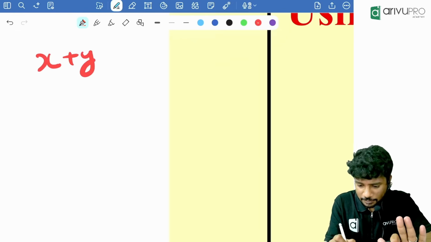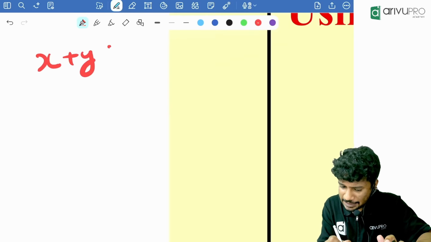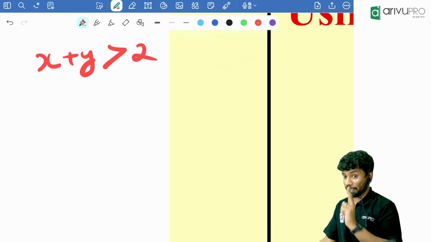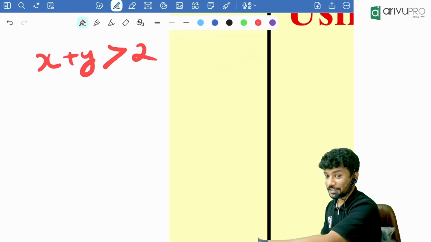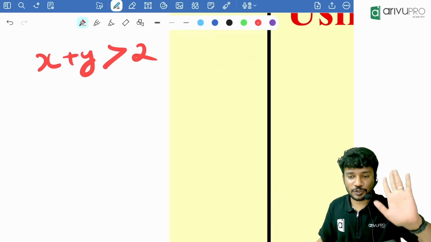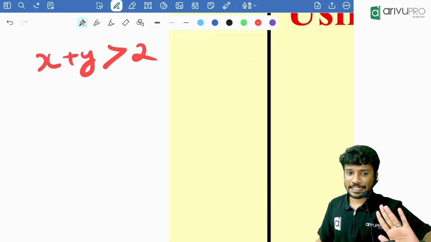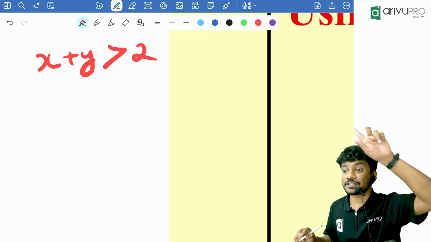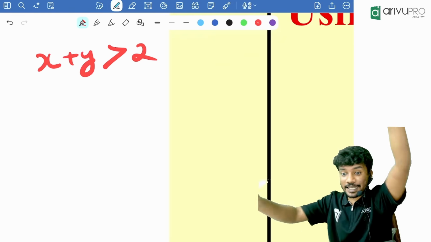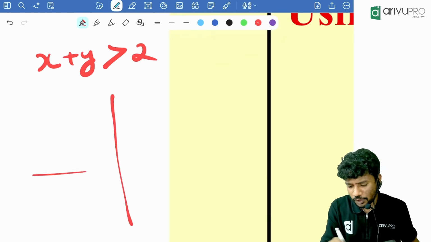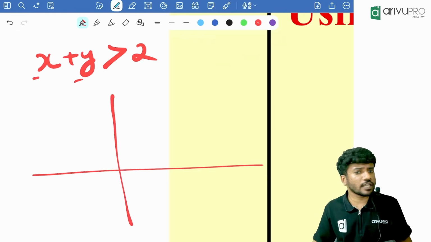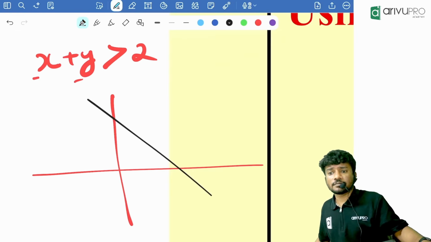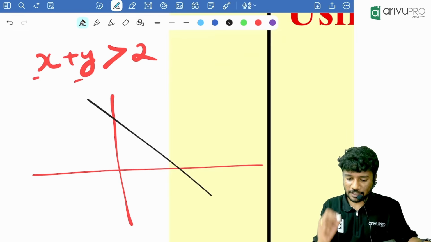Now, x plus y greater than 2. Now two variables are there. Till now only one variable was there. x plus y greater than 2. How will you draw the graph? Can you draw it on a number line? No. Why? Because two unknowns are there. Y-axis is also there, x-axis is also there. So how will you draw? You will just randomly draw. What is the sign of x and y? Both are positive. Then the graph looks like this.